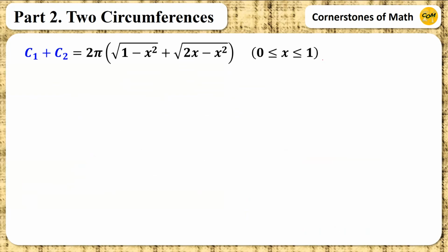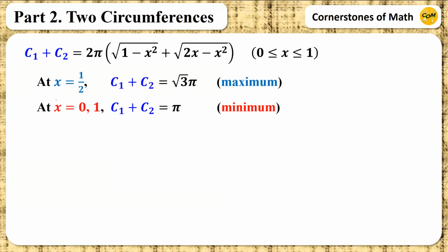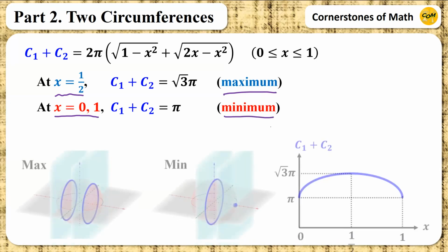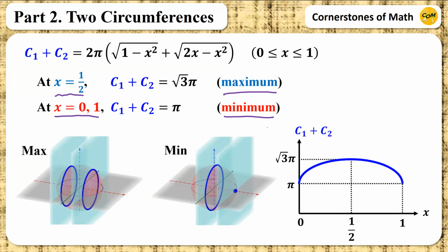And although it is not straightforward to track the sign of the derivative, we can just compare the values at x equals 1 over 2 and at two endpoints 0 and 1 to find out that C1 plus C2 is maximum at x equals 1 over 2 and minimum at x equals 0 and 1. So again, just like the areas, maximum in the middle and minimum at both ends.